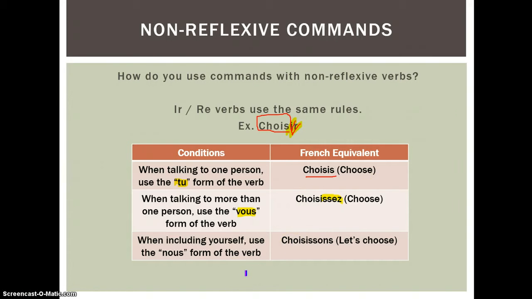Lastly, if you're including yourself in the command, there is no separate word for let's. No separate word for let's. So you would use the nous form of the verb. Again, you drop your IR, left with this as your stem, and you're going to simply add your nous ending, which is ISSONS. Choisissons. Let's choose. Again, there is no separate word for let's.